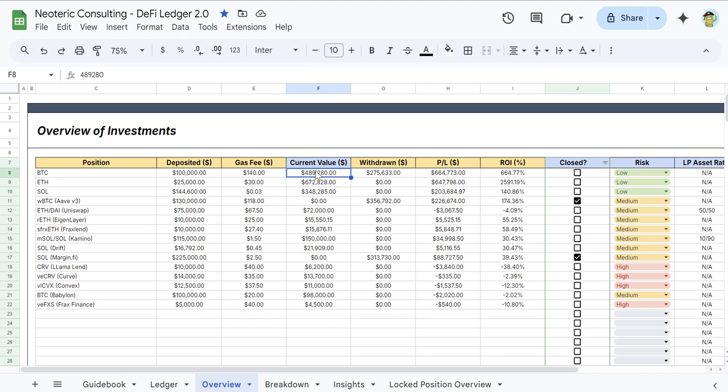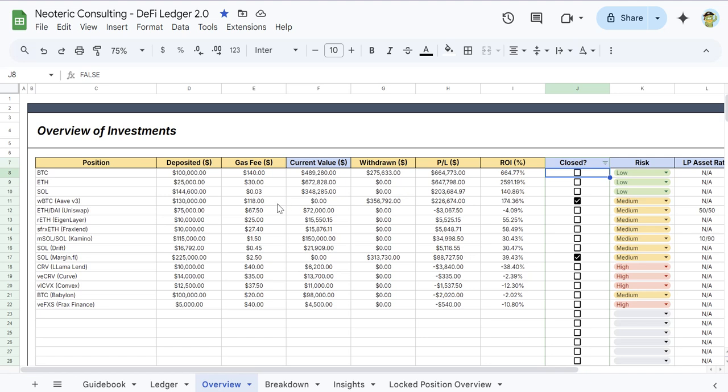It's basically the notional value of sorts. I bought Bitcoin back then for 100K. What is it worth now? Well, it's worth 489K. Again, this is just an example, but now it's worth 489K, and then this computes for you. And this column is whether this position is closed or not.